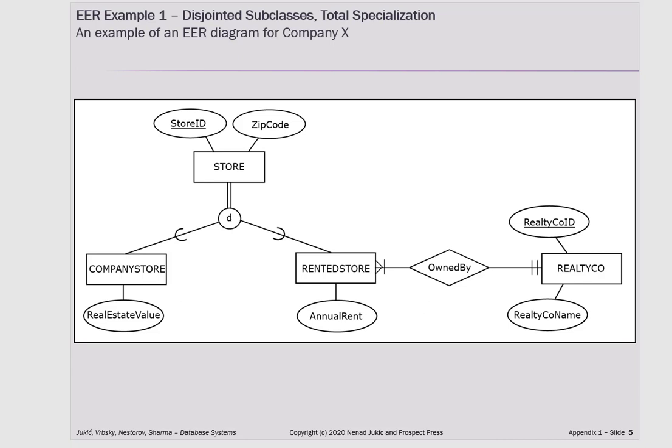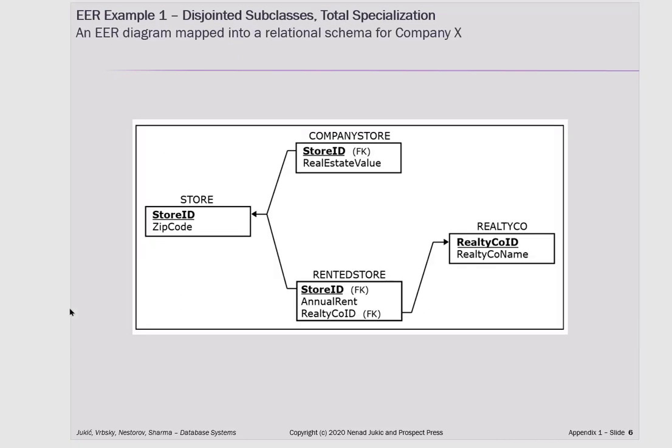subtypes and other entities, which we don't have an example of in our book, but what I do want to show you is it becomes a relational schema where we have the store relational schema, and then we have company store as a subtype and rented store as another subtype. There's a primary key foreign key relationship that you can use to combine store and company store or store and rented store. So basically rented store has the attributes zip code, annual rent, realty company ID, because it's got this relationship, this foreign key, and company store has also zip code but also real estate value.